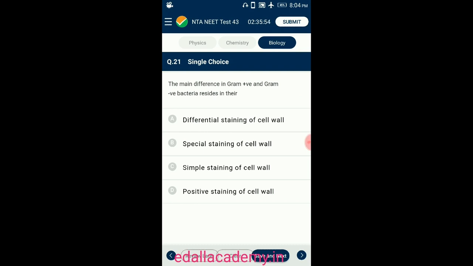Question number 21. The main difference in gram positive and gram negative bacteria resides in their. Bacteria can be classified into two groups on the basis of the differences in the cell envelopes and the manner in which they respond to the staining procedure developed by Christian Gram. Gram staining is a differential staining method that separates bacteria into two categories based on cell wall composition. Those that take up gram stain are called gram positive, and those that do not take up gram stain are called gram negative bacteria. So the answer for this question is option A, differential staining of cell wall.